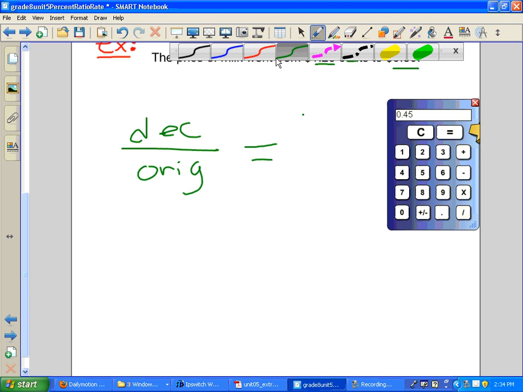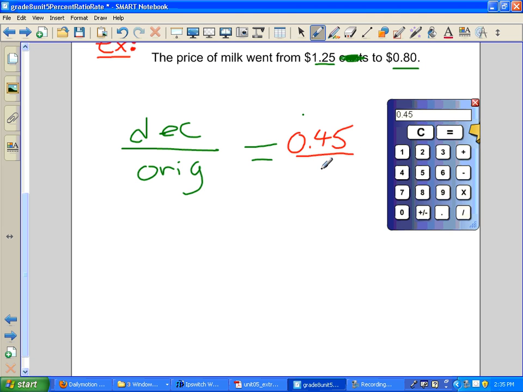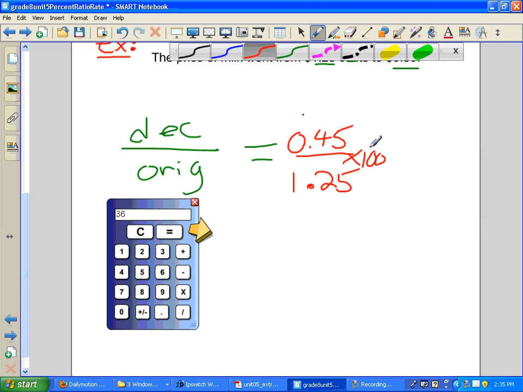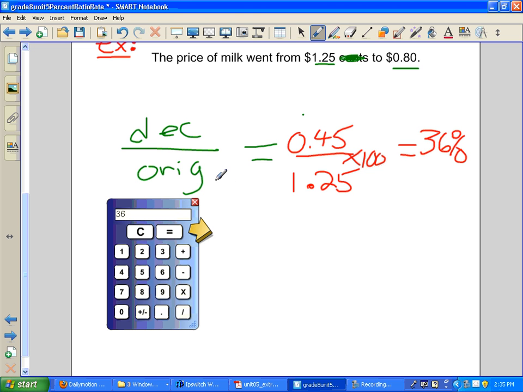So it decreased 45 cents. So I'll put that in for the top. And the original price was $1.25. And then I'll times it by 100. So let's work that out. So we've got 0.45 divided by 1.25 equals that. Times it by 100 to change it to percent. 36% is your decrease. So the chocolate milk in the cafeteria went down 36%.